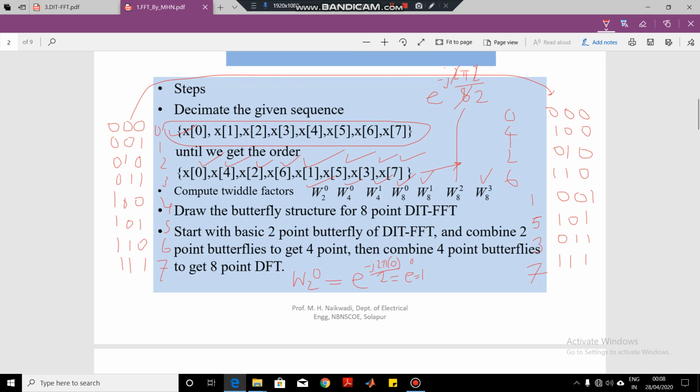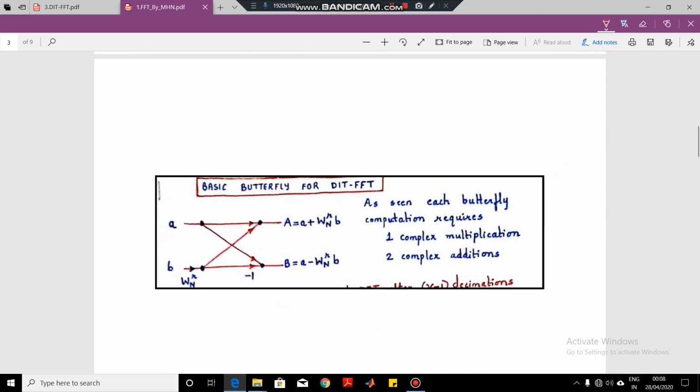Okay, so this is step number 3. Remember, after computing the twiddle factors, we have to draw the butterfly structure. Now what is that butterfly structure, we will come to know shortly. But before drawing that butterfly structure, we have to understand the basic 2-point butterfly of DIT FFT. Now what is this basic 2-point butterfly structure?